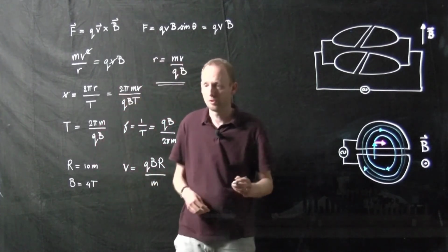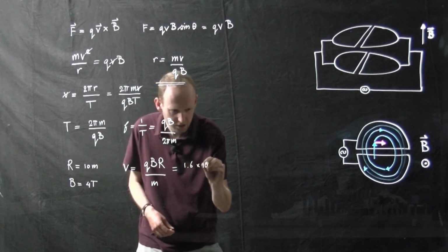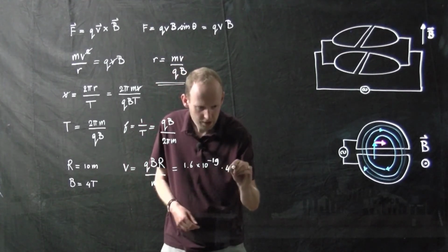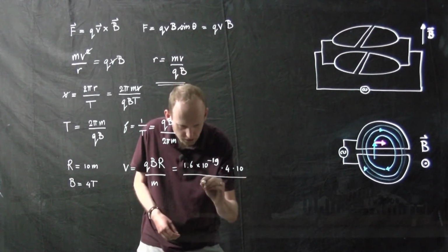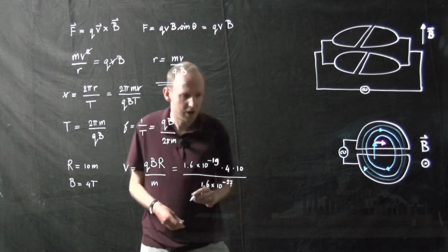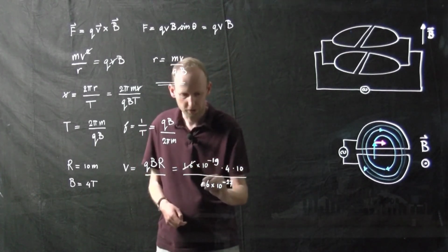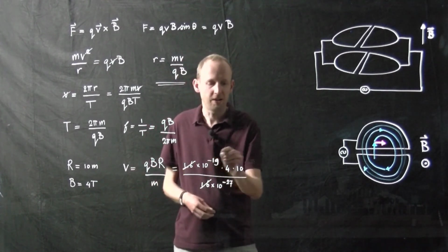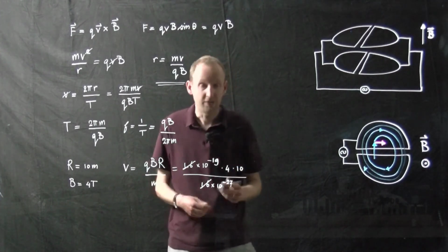Okay, if I now fill in the numbers for a proton, we take a charge of 1.6 times 10 to the minus 19 Coulomb, times b, which is 4 Tesla, times the radius, which is 10 meters, divided by the proton mass, which is 1.6 times 10 to the minus 27 kilograms. Now, very conveniently we find there's a factor 1.6 both in the numerator and the denominator, which we can cancel. And then on the top we see 10 to the minus 19 times 10, which is 10 to the minus 18, divided by 10 to the minus 27 is 10 to the 9.